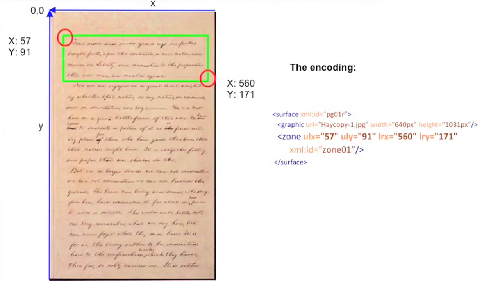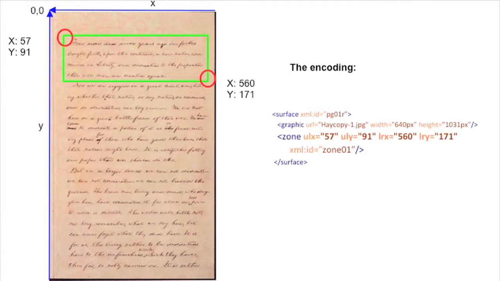Once you have recorded them, you put them in those attributes we mentioned before. The upper corner of your rectangle, which is 57, 91, goes in ULX, upper left X, 57, and ULY, upper left Y, 91. The second corner, the one at the bottom, goes in LRX, lower right X, 560, and LRY, lower right Y, 171.